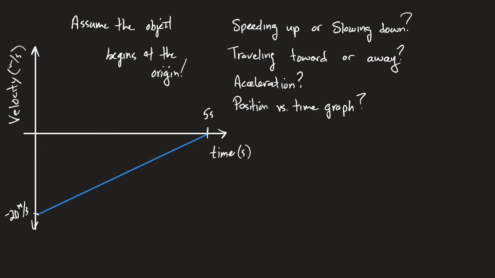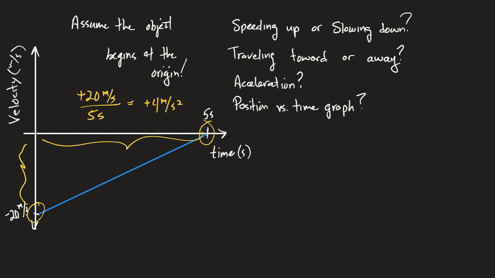And if I pick 2 points on the graph, this point and this point, it goes from, let's see, I would say the rise, +20 meters per second, and the run, 5 seconds. Gives me an acceleration of positive 4 meters per second squared. So although it's slowing down, it has a positive acceleration.